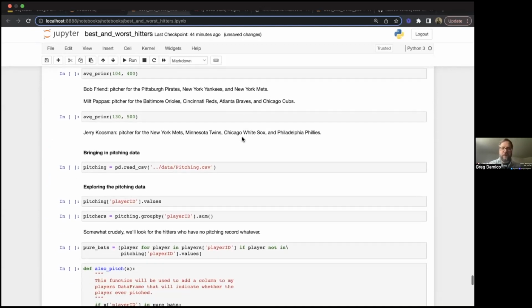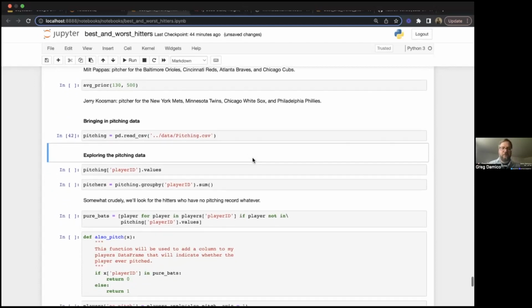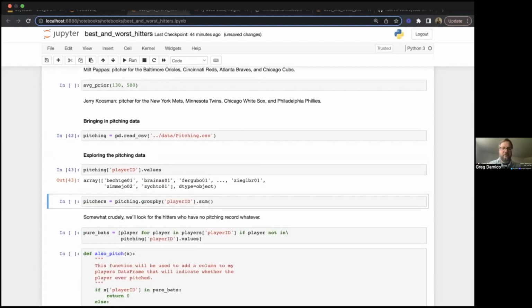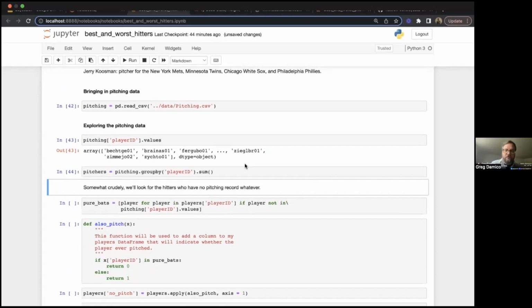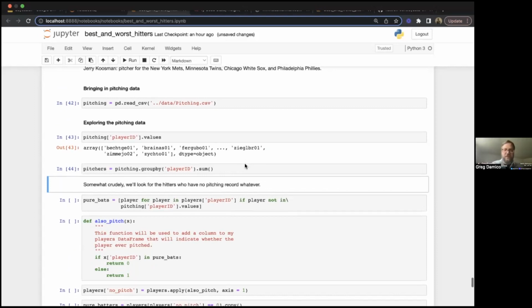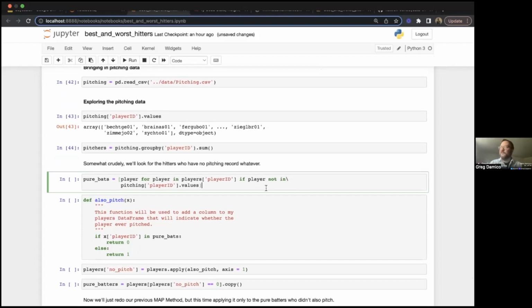Well, here's one way to do it. We'll bring in our pitching data, and we'll just look for the hitters who have no pitching record at all. If there are people who appear in the hitters data and not in the pitchers data, that would be a way of guaranteeing that they were never pitchers. Now that's a little bit crude. You might say we want to include them if they pitched a few times every now and then, but we'll just go with pure batters for now.